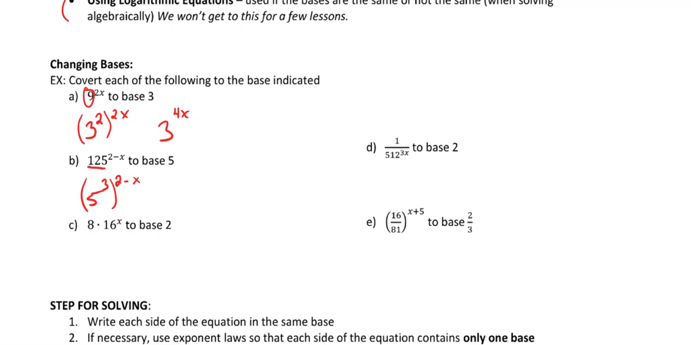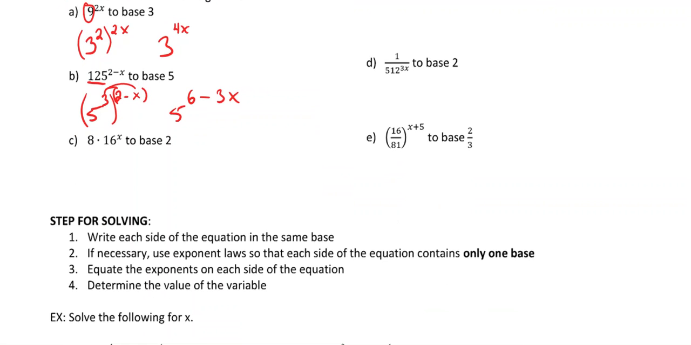Okay, so just be careful on this now because you could think about this as being in brackets on that one. This 3 needs to apply to both, right, when we expand that out. So this would be the same thing as 5 to the power of 3 times 2 is 6 minus 3x.